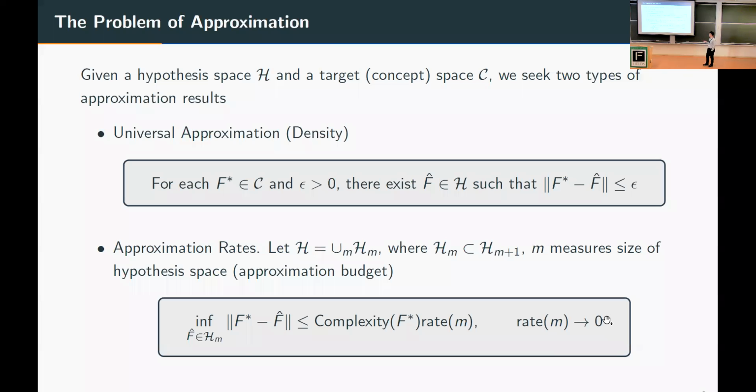And this usually contains two terms. One measures the complexity of my target function f star under this hypothesis space. This tells me what kind of functions are easy to approximate using my hypothesis space. And this rate function just tells you how fast the error decays to zero. Both of these are very important. In particular, this complexity measure really tells you what your hypothesis space is good at approximating, and that reveals a lot about your hypothesis space.